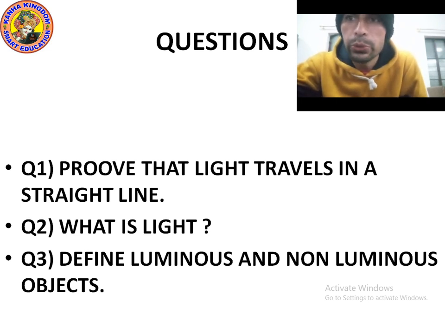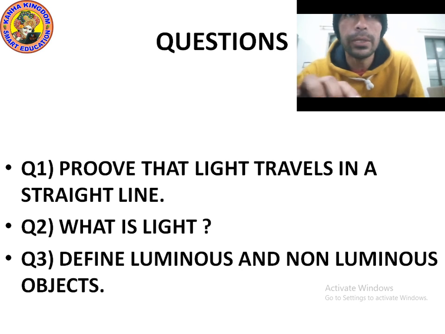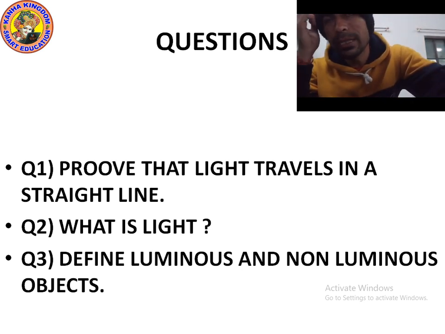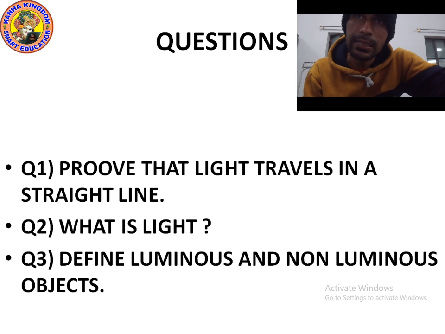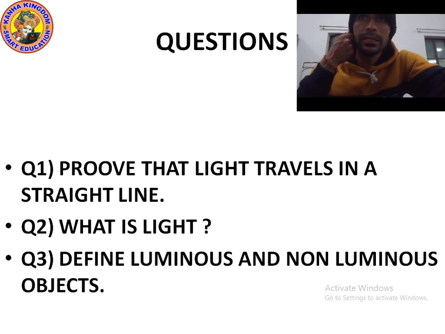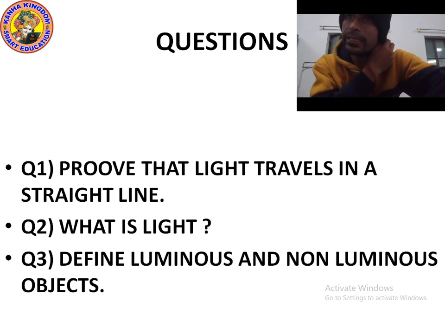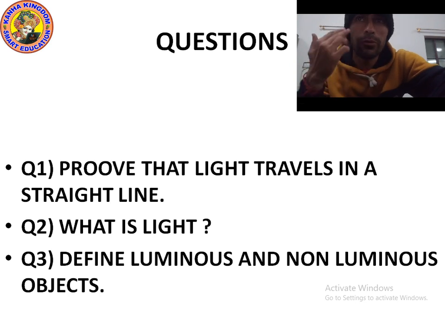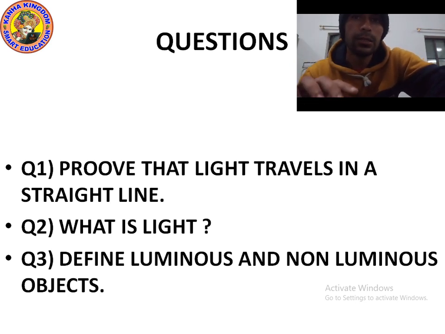Now question number 2. What is light? Light is a form of energy which helps us to see objects. When light falls on any object, some of the light gets reflected, and the reflected light comes to our eyes and we are able to see the object.